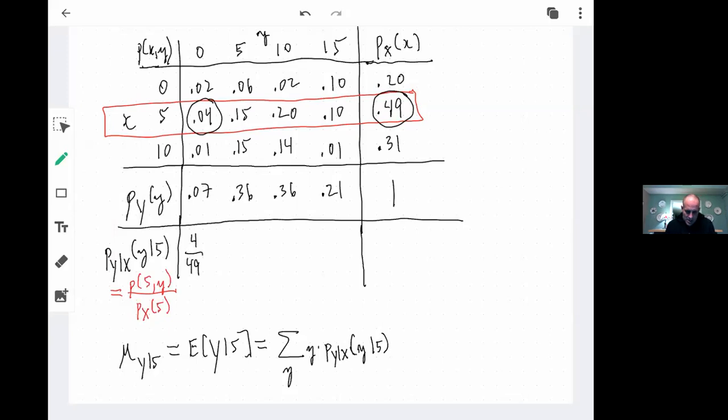Okay. Now what about the next one? Well, that would be 15 over 49, and then 20 over 49, and then 10 over 49. Okay, so say 10.